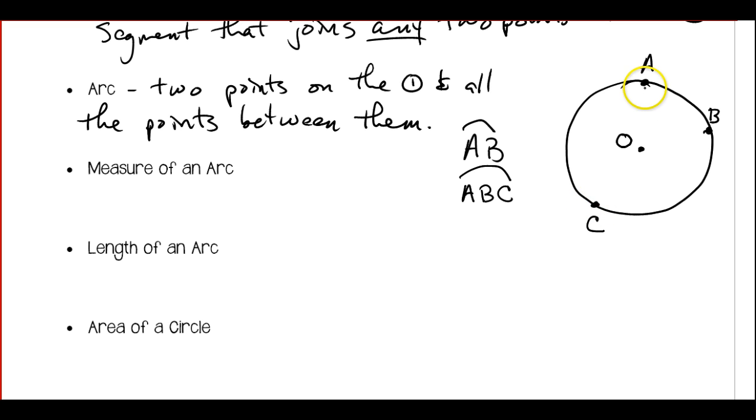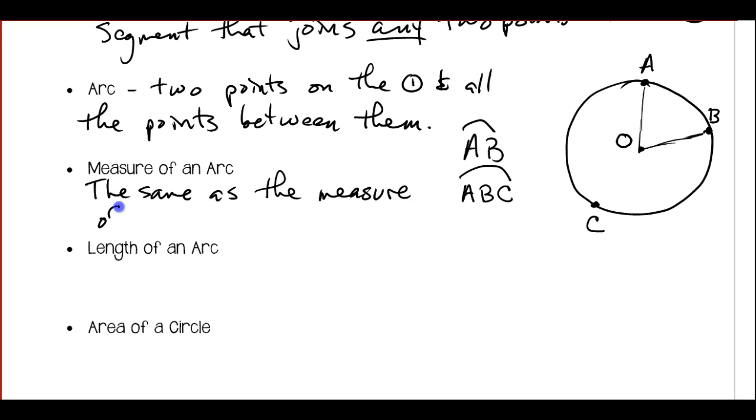Now, when we talk about the measure of the arc, what we want to do is look at the central angle that corresponds to that. So the measure of an arc is the same as the measure of its corresponding central angle. So if this angle here is 50 degrees, then the measure of this arc would also be 50 degrees.